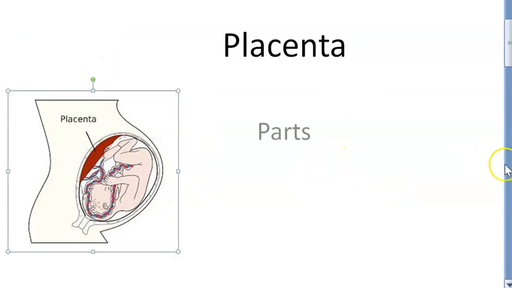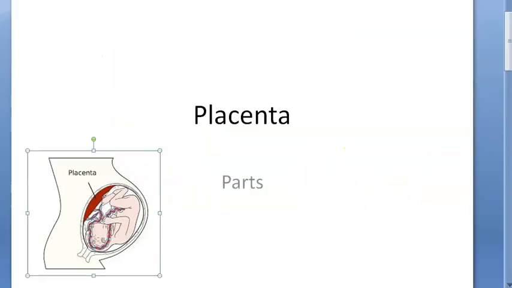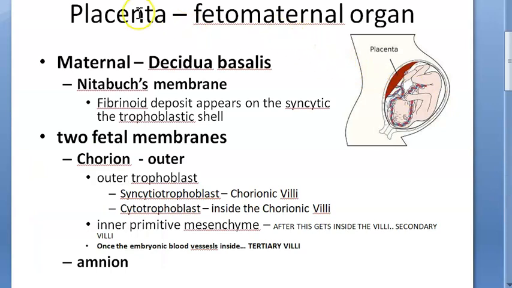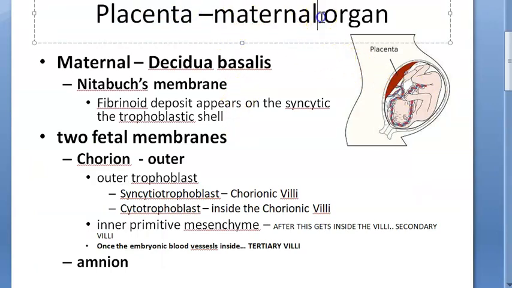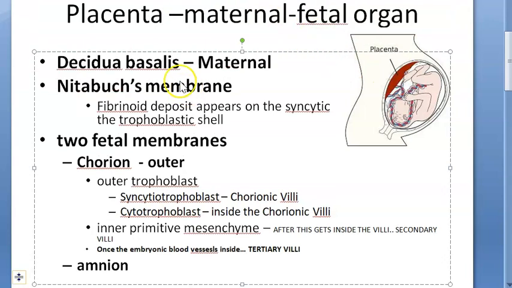Okay, so placenta, basically in this video we are not here about the functions of the placenta. We want to look at the parts of the placenta. Basically the placenta is a feto-maternal organ, or you can here let us write it as materno-fetal organ. So the maternal part is the decidua basalis, okay, and the fetal part you have the chorion. In between you have some Nitabuch membrane, etc. I think that you can still put it as the fetal part.